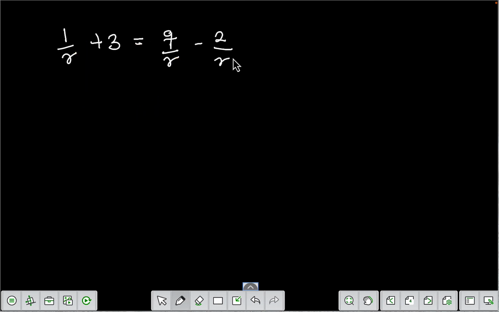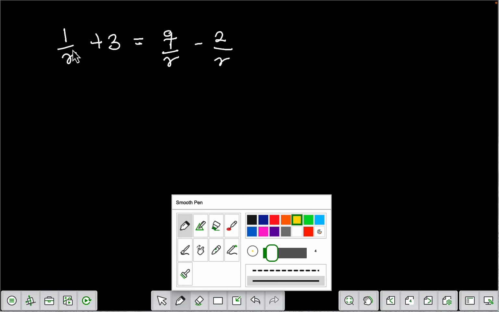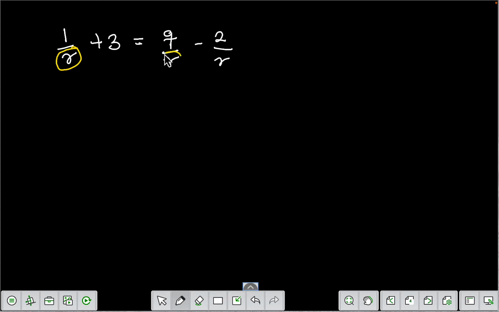All right, let's look at this problem again. So here the denominator is the same. The denominator is r, right? You can see that the denominator is r. Here it is r. Here it is r. So what we need to do is to multiply each term by the denominator. You can see I have multiplied every term by r, right? Good. So now r cancels r, r cancels r, r cancels r. Let's see what we have.